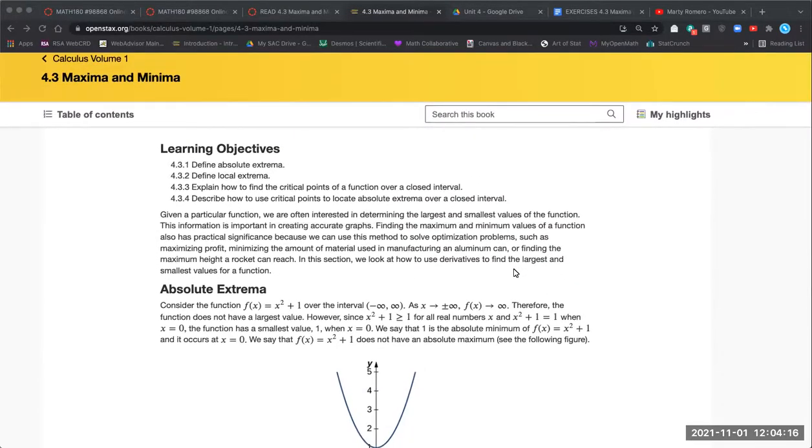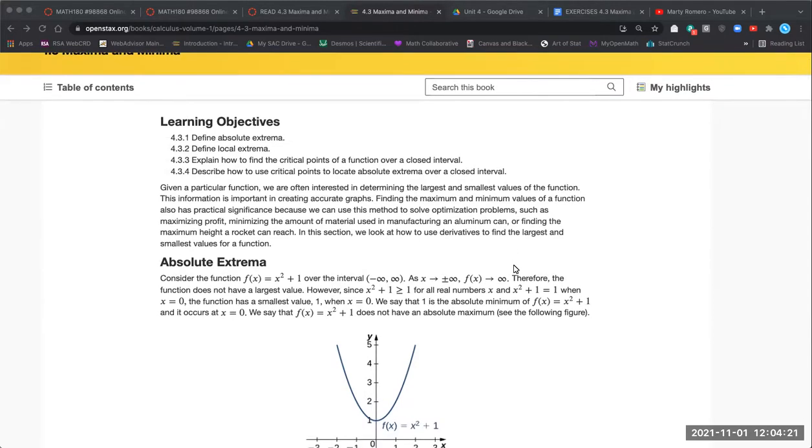Okay, lesson 4.3, maximums and minimums. Let's take a quick look at this here. Now, what we study here is values of functions that are at extreme points, and we call those extrema. So we're talking about maximums and minimums.